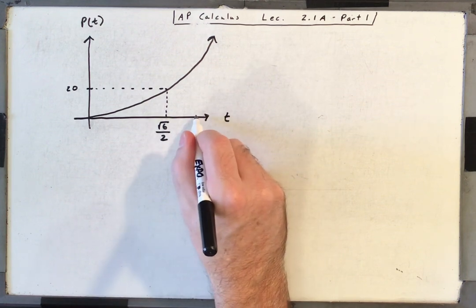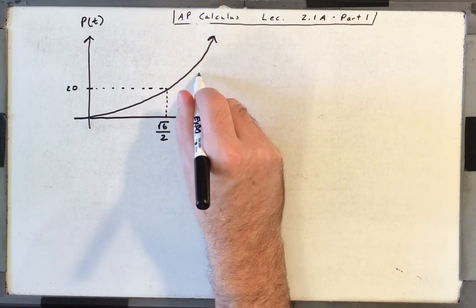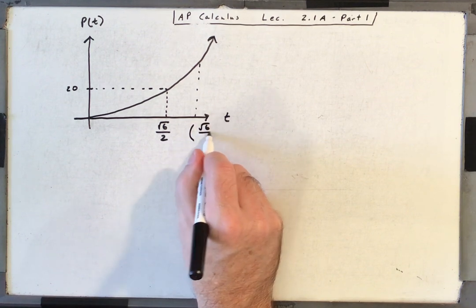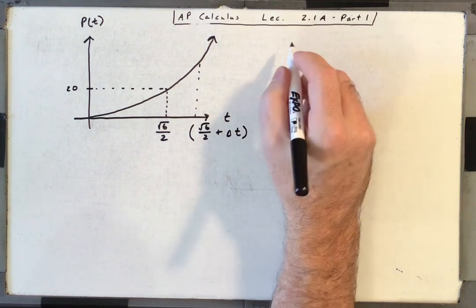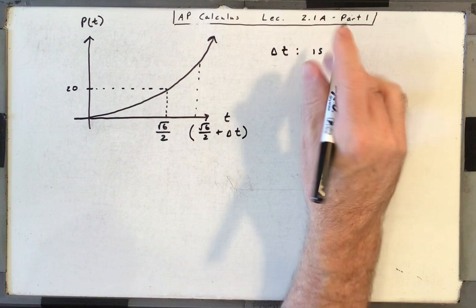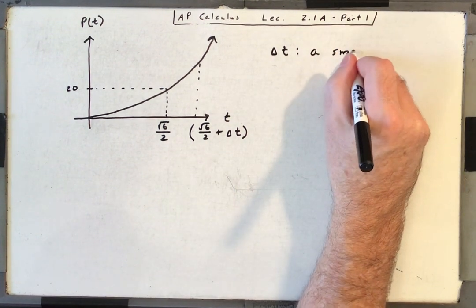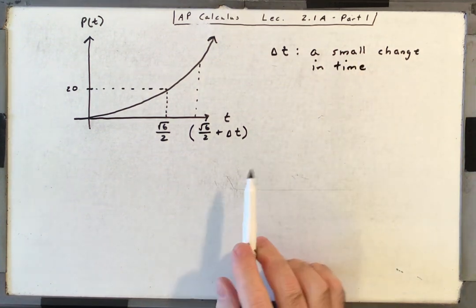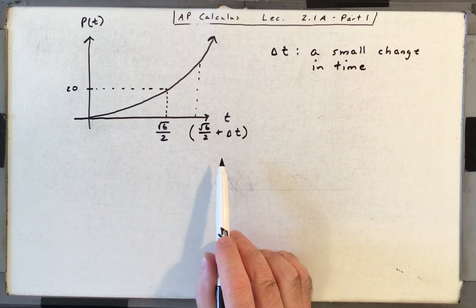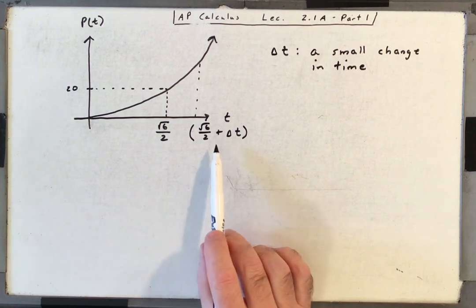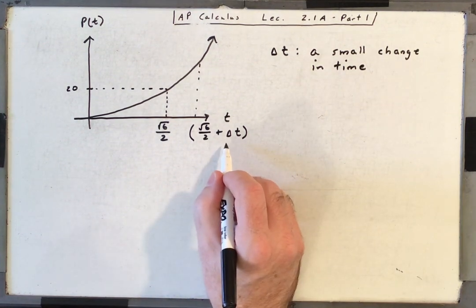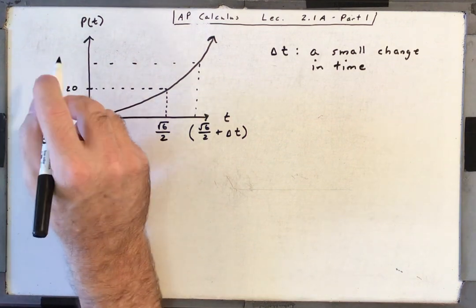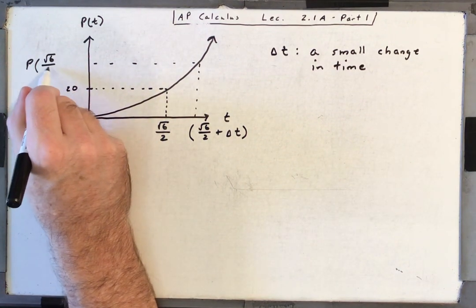Now what we want to do is pick a point that is close to root 6 over 2. And we're going to call that point root 6 over 2 plus delta t. And delta t is just a small change in time. And when I say small, it's kind of like that 0.0001 that we picked earlier. Something tiny. Think a billionth, a trillionth of an hour. But I can't put it that close together. You wouldn't be able to see it. And then the y value would be p of root 6 over 2 plus delta t.